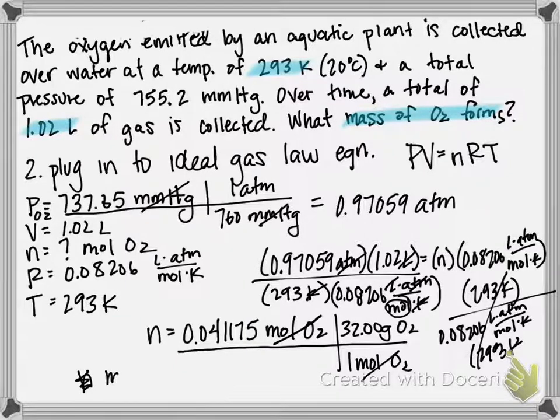So that means my mass of O2 produced is equal to 1.32 grams of oxygen. So all of that work utilizing both Dalton's law of partial pressures and the ideal gas law to calculate the mass of oxygen produced during photosynthesis of this aquatic plant.